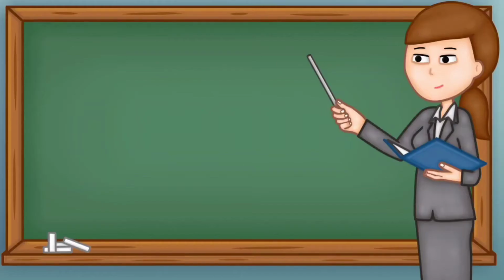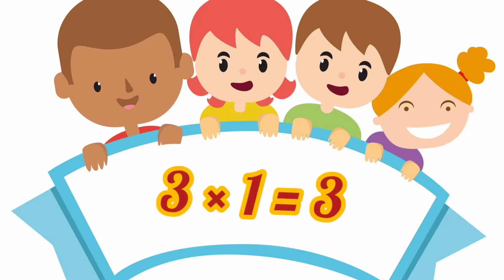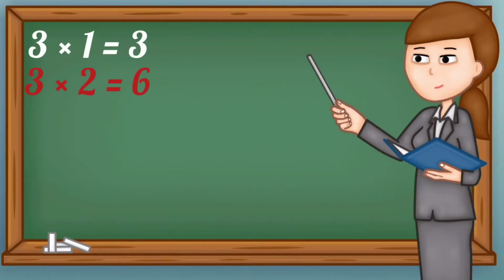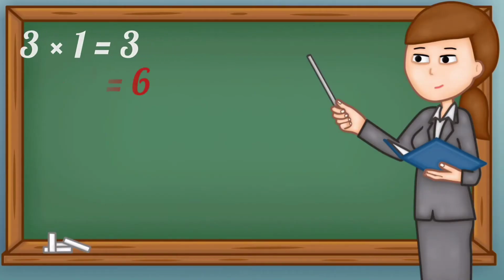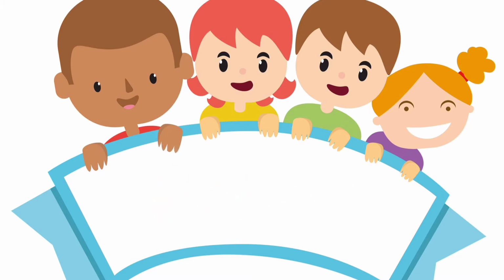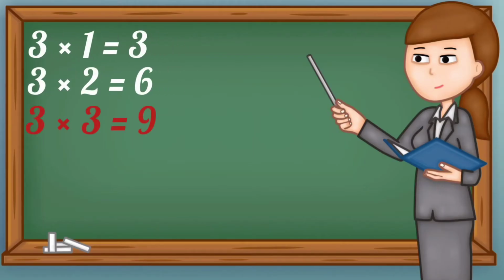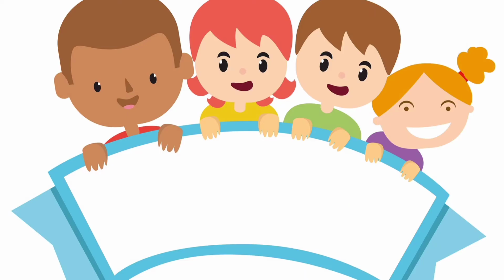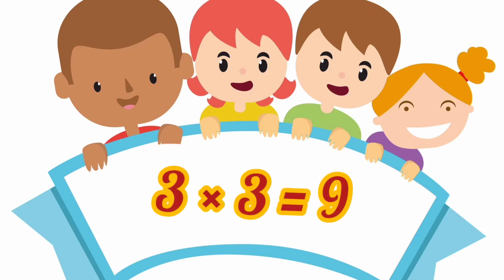Table of 3. 3 ones are 3. 3 1s are 3. 3 twos are 6. 3 2s are 6. 3 threes are 9. 3 3s are 9.